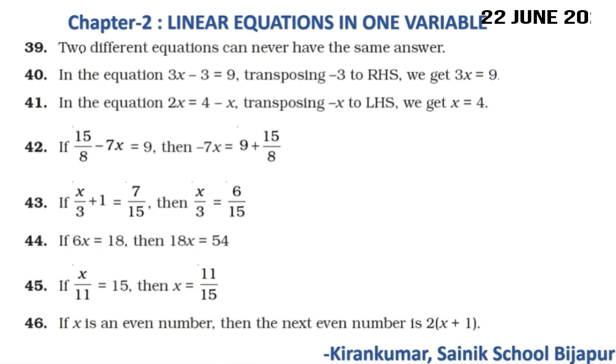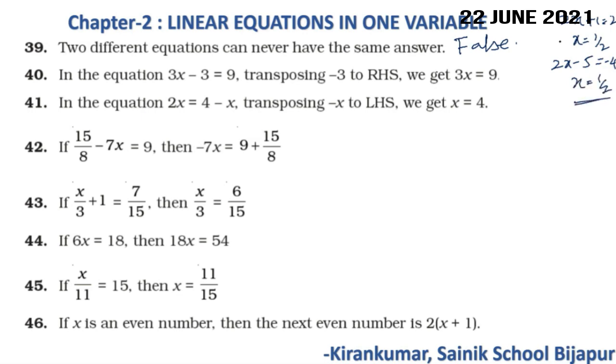Question number 39. Two different equations can never have the same answer. This particular statement is a false statement. For example, if I consider 2x plus 1 is equal to 2, the solution is 1 by 2. If I consider another equation, say 2x minus 5 is equal to negative 4, in this case also we get the solution as 1 by 2. So these two equations have the same solution.